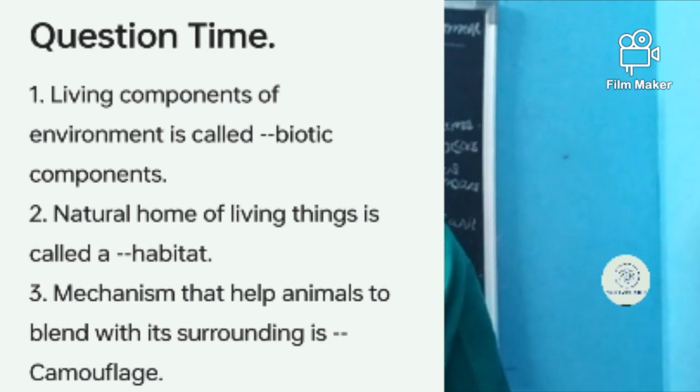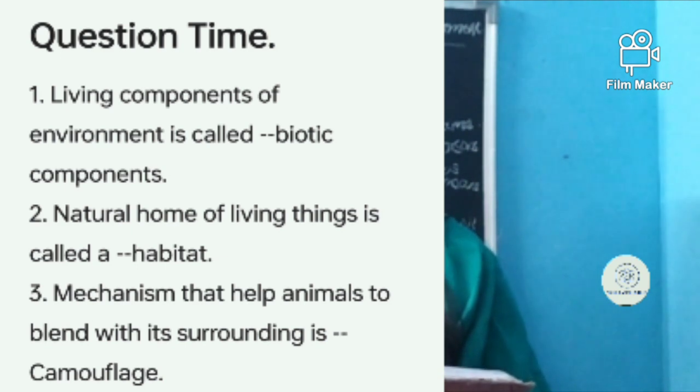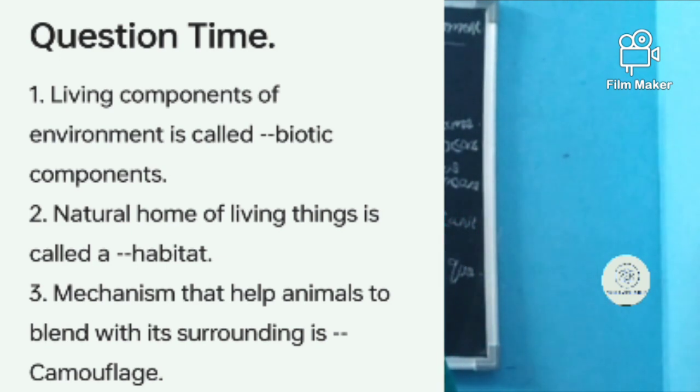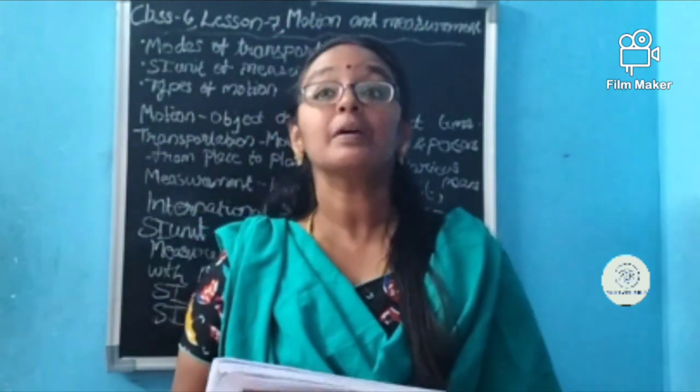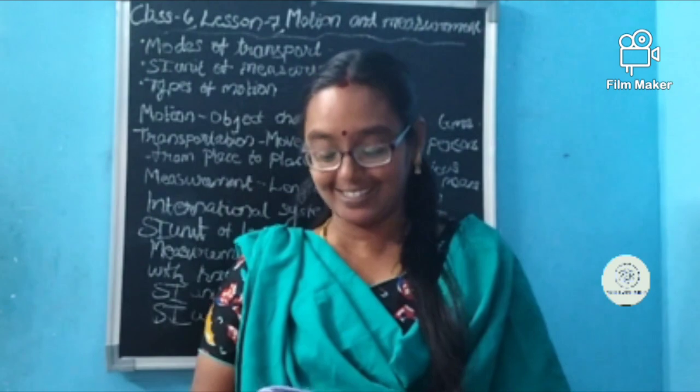It's called habitat. Okay, the third one is mechanism that helps animals to blend with their surroundings. What is it? The mechanism with which the animal will be blending with its surroundings? It's called camouflage, isn't it?